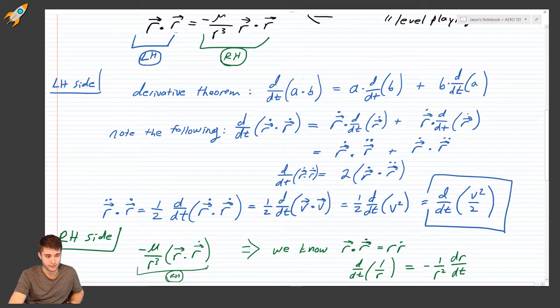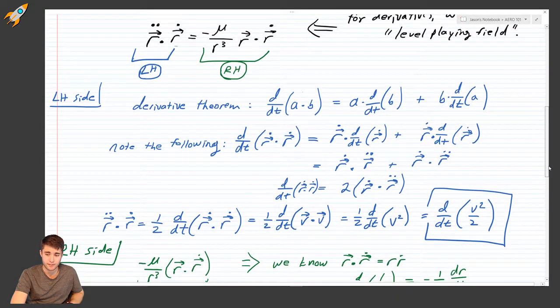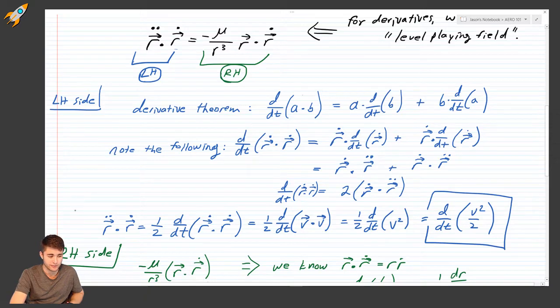R dot dot R dot comes from nowhere. Yeah, you're right. It does come from nowhere, and the reason it comes from nowhere is because of the fact that we noticed that this is similar.